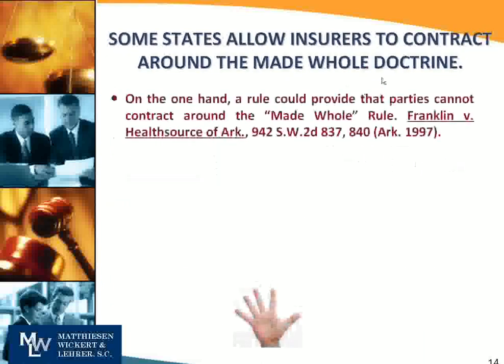Now, some states, now we're back to the state law. Some states allow insurers to contract around the made-whole doctrine. So this is for your non-ERISA plans. Can we enforce that great language we've got in our policy, or will the state law still trump that contractual provision? There's a number of states. Wisconsin is one of them. Arkansas is another. I've cited the Arkansas case that unfortunately says it doesn't matter, insurer, what you put in your subrogation provision. It's against public policy for you to contract around the made-whole rule. So that's no good.